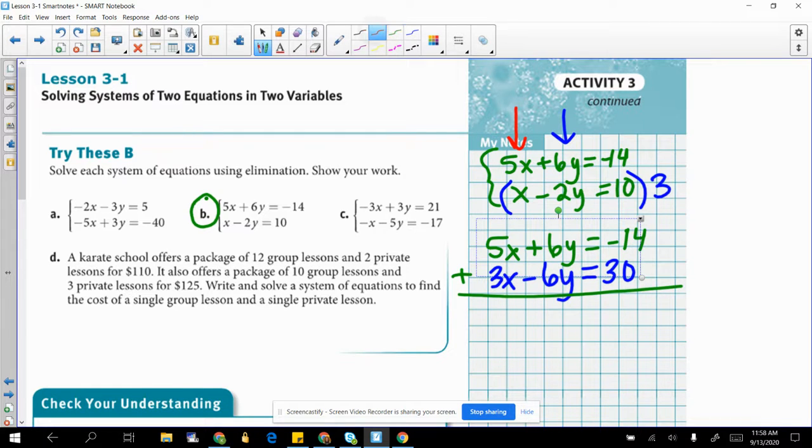So what happens here is 5x plus 3x is 8x. My 6y plus my negative 6y are going to cancel, which is what we want. We want them to be eliminated. And then negative 14 plus 30 is going to equal 16. To get x by itself, I'm going to divide by 8 on both sides. And so now I know x is equal to 2.